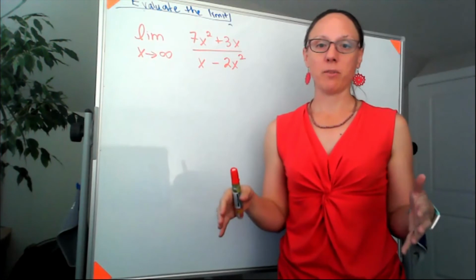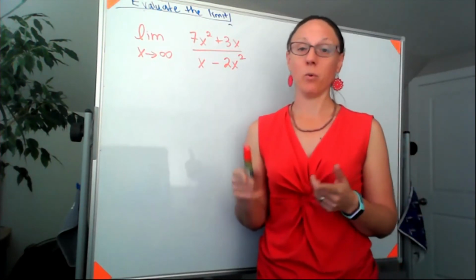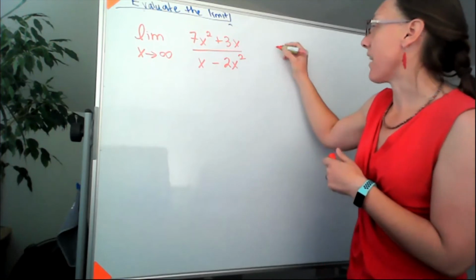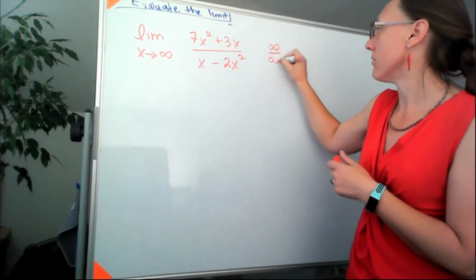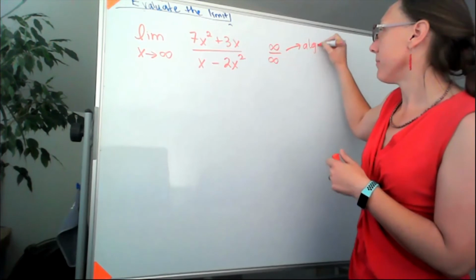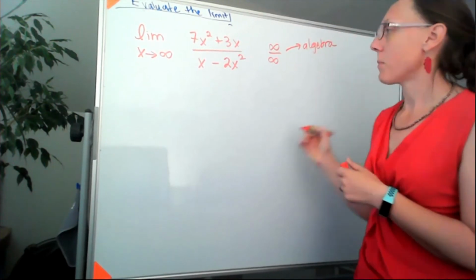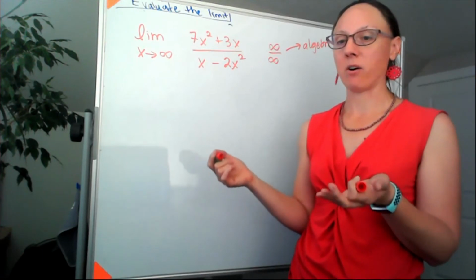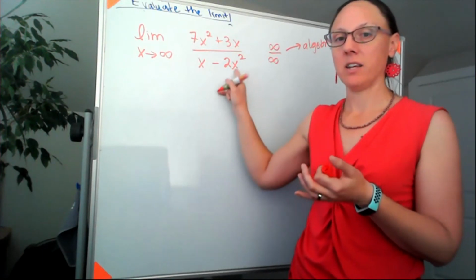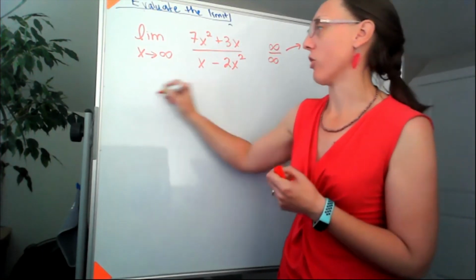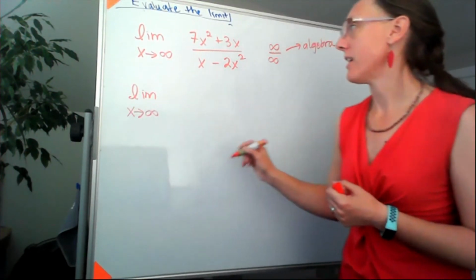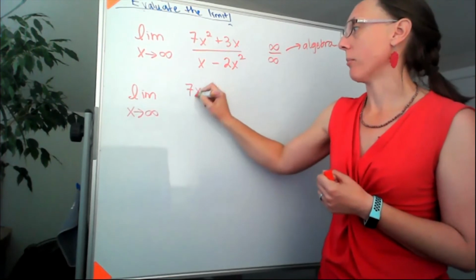First thing we're going to try with the limit problem is to plug it in. When we put the infinity in, we get infinity over infinity. It's telling me to go do some algebra. So I'm going to look for the largest power of x in my denominator. So that's going to be this x squared term. And I'm going to take that limit as x approaches infinity, dividing each term by x squared.